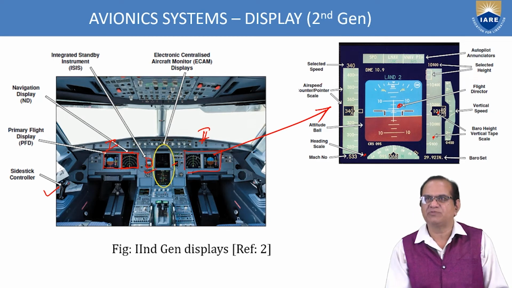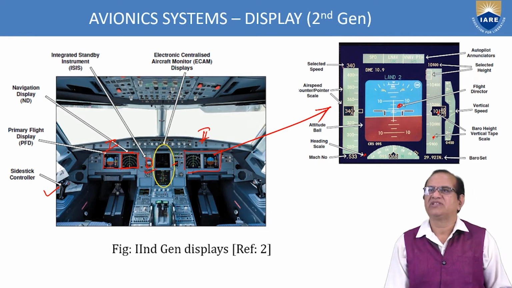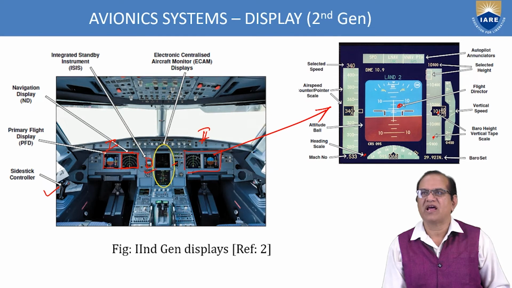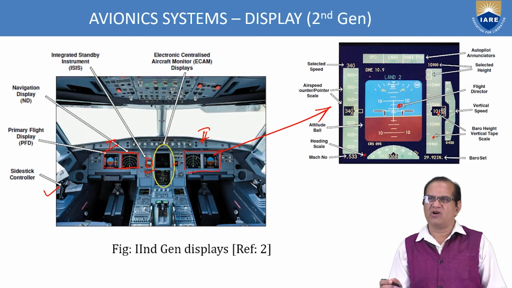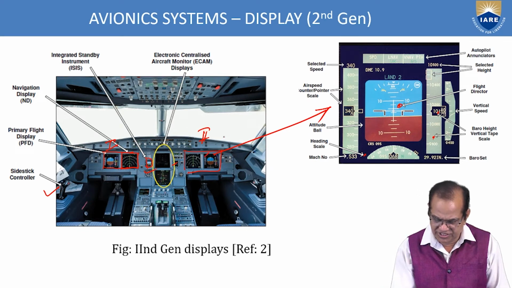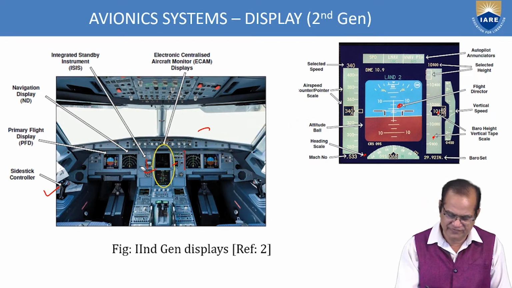Then we have the airspeed outer pointer scale. Here it will display the airspeed of the aircraft. And this is the selected speed. At this time you can see 340, which means presently the aircraft is flying at 340 knots. Here is DME 10.9. So I have shown a small view of this display. I think it is clear now.